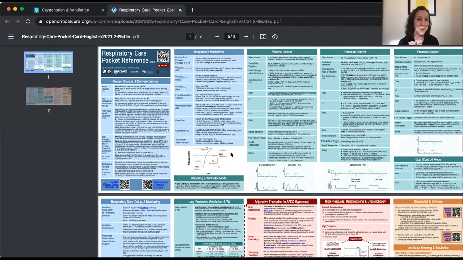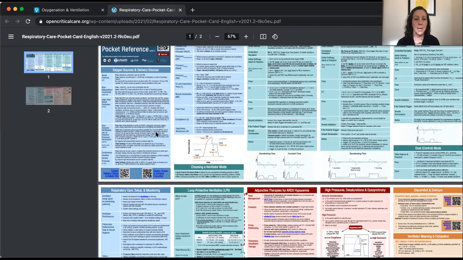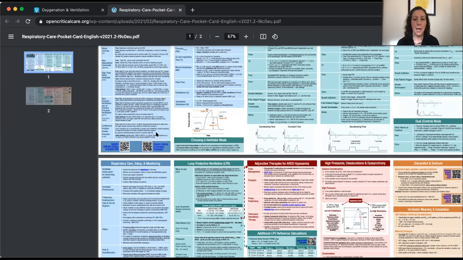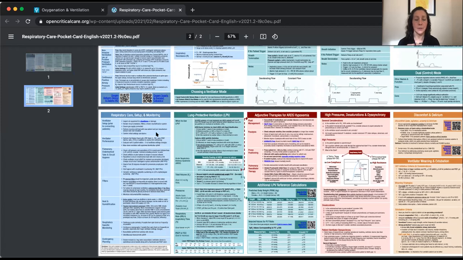It's on the LRC. So if you ask me, how do I get it? It's on the Learning Resource Center. I'll show you again. But if you look here, it's a respiratory card in a pocket reference. You can also scan this code and download it straight to your phone, okay? But this is a guide for how to set up mechanical ventilators for your patients.